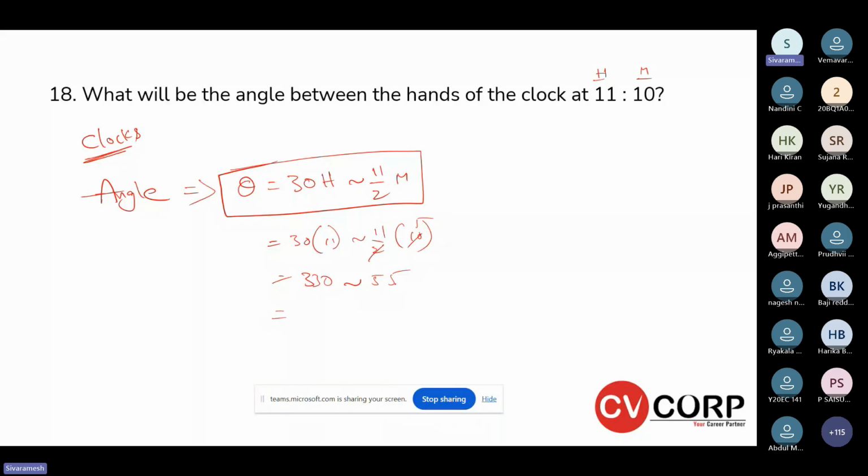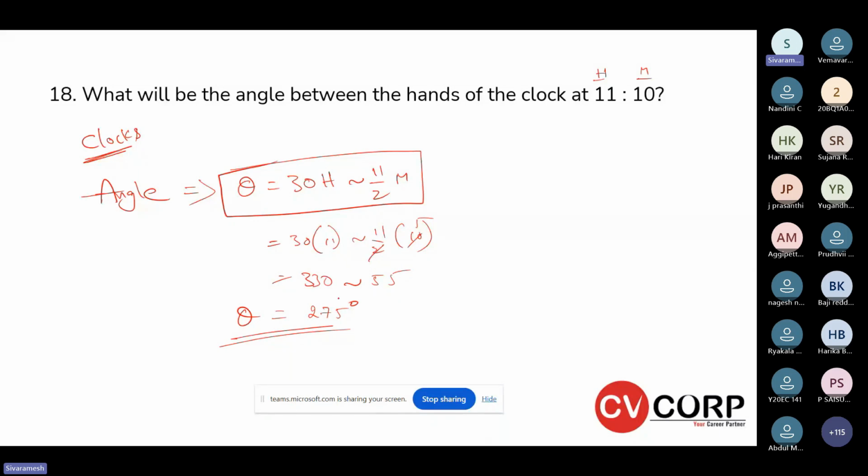From 330, if you remove 55, you will get 275. So angle theta is equal to 275. Everybody mentioned the answer is 275. Almost a majority, more than 60% of the students, mentioned 275 degrees in the answer.